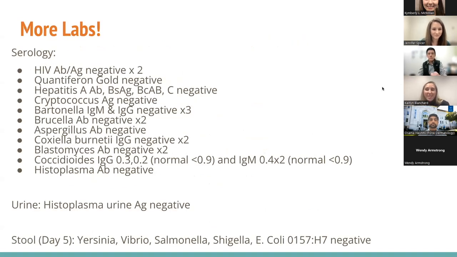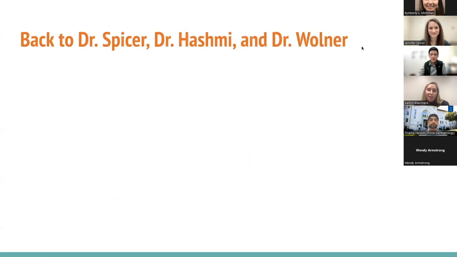And so here's some of the other labs that we got while she was there. Quite a lot. I think we covered most everything that Dr. Spicer wanted. So essentially, the summary of this is that everything that we ordered was negative. All of the infectious things were negative. We did some urine and stool studies, also negative. So that's a big takeaway from this slide. So that's really it in terms of the workup. I'll go ahead and let Dr. Spicer answer a little bit about the results that we had there.